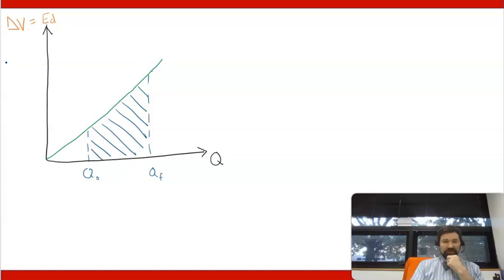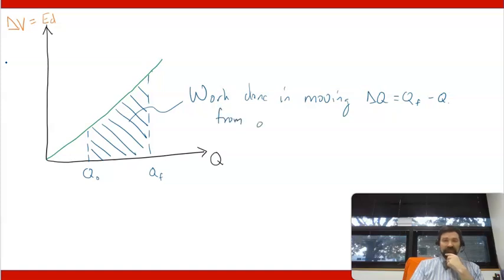So this represents work done in moving delta Q, equal to Q final minus Q initial, from one plate to the other. Again, assuming that we are beginning from Q naught. And so, in other words, this area is what is giving us this.